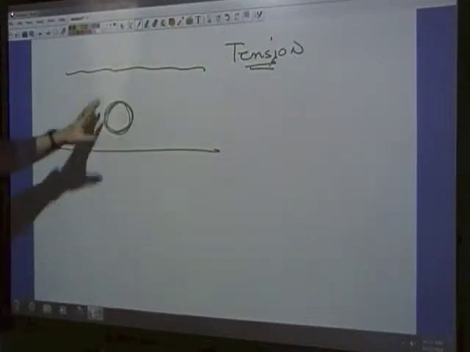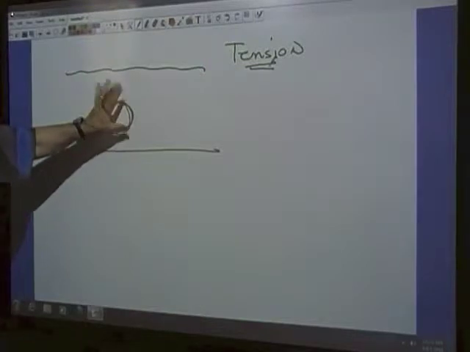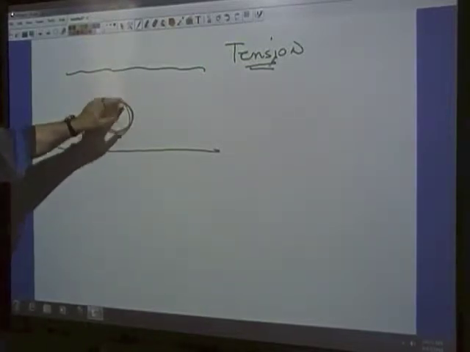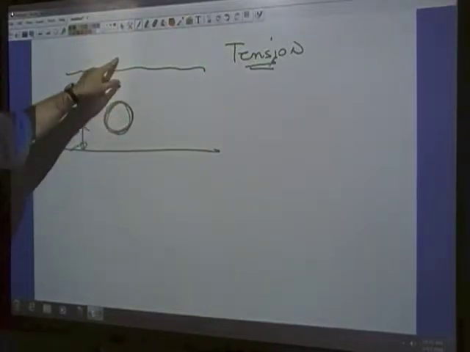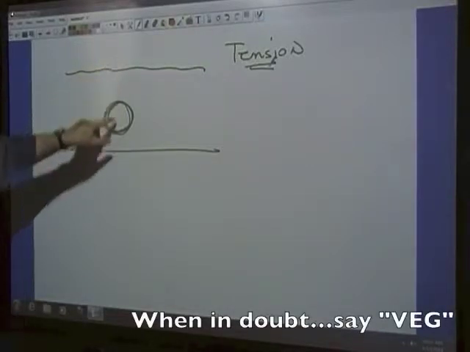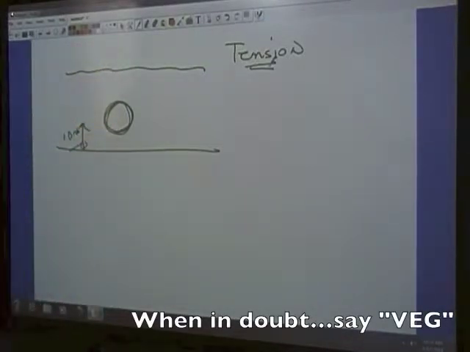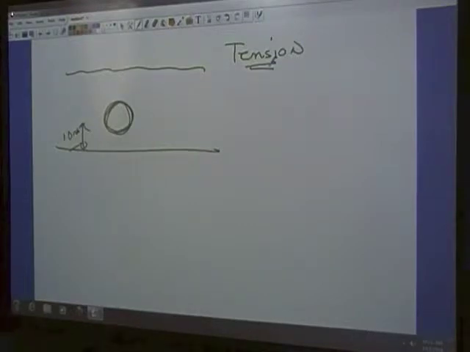And what's the only way we're going to know which way this thing is going? Mark, you're up. What's the only way we're going to know whether this thing is sinking or rising? The Vег. Well, if it's sinking, what's got to be the greater? MG. If it's sinking, mg's got to be greater than Veg. If it's rising, Veg has to be greater than mg.